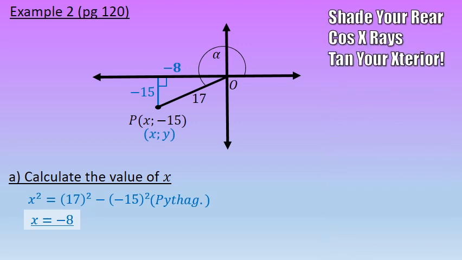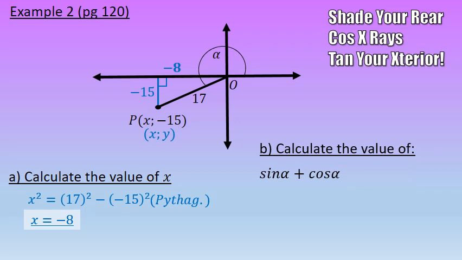Now that we know all three sides of this triangle, we can apply the CAST diagram concept. So if we are asked to calculate the value of sine alpha plus cosine alpha, we can substitute in their y over r and x over r values, because sine is y over r while cosine is x over r. Our y is negative 15 while our r is 17, and our x is negative 8 while our r is 17, and that can simplify to negative 23 over 17.